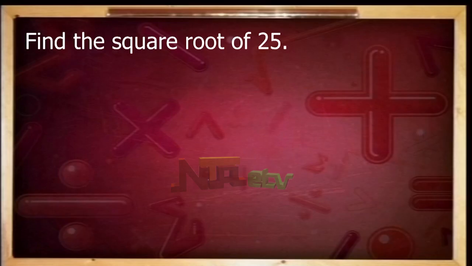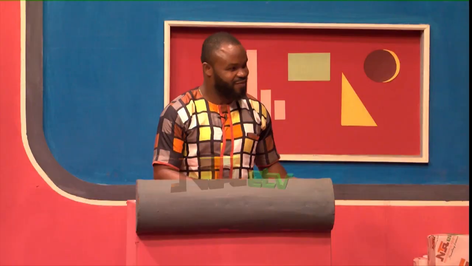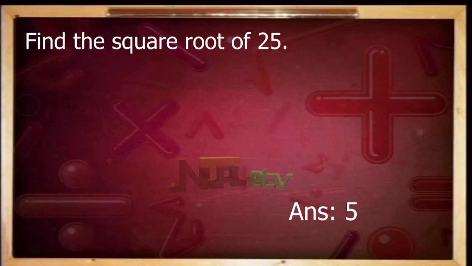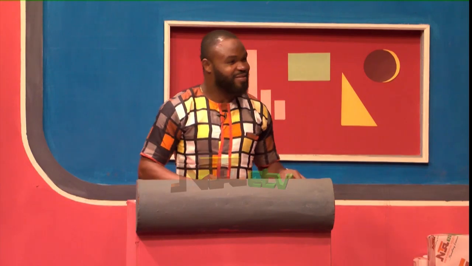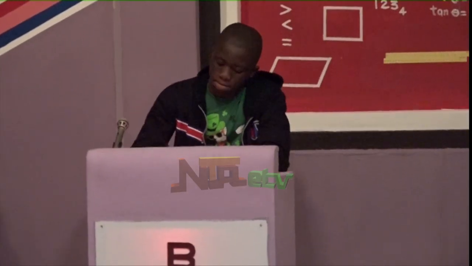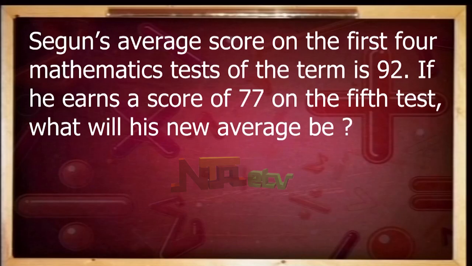Contestant A, your question. Question 6. Find the square root of 25. 5. 5 is correct. Contestant B, your question. Question 4. Shego's average score on the first 4 mathematics tests of the term is 92. If he earns a score of 77 on the 5th test, what will his new average be?